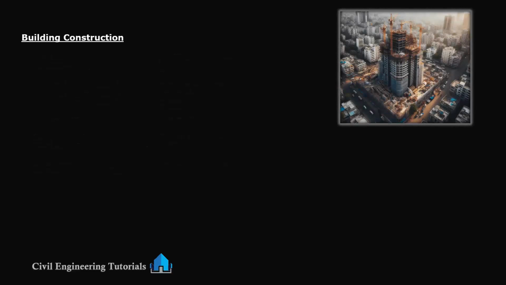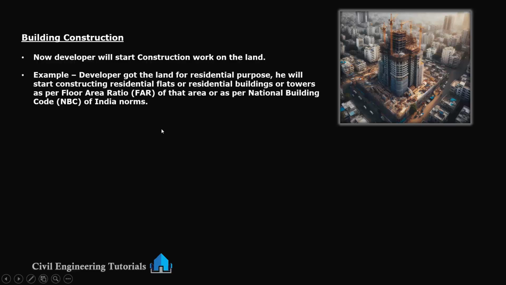So next, building construction. After bidding, the builder got the land. Now the developer or builder will start construction work on the land. So what kind of construction work? It is a residential building. The builder will construct apartments or flats. For example, the developer got the land for residential purpose. He will start constructing residential flats or residential buildings or towers as per the floor area ratio FAR of that area or as per National Building Code NBC of India norms. Okay.